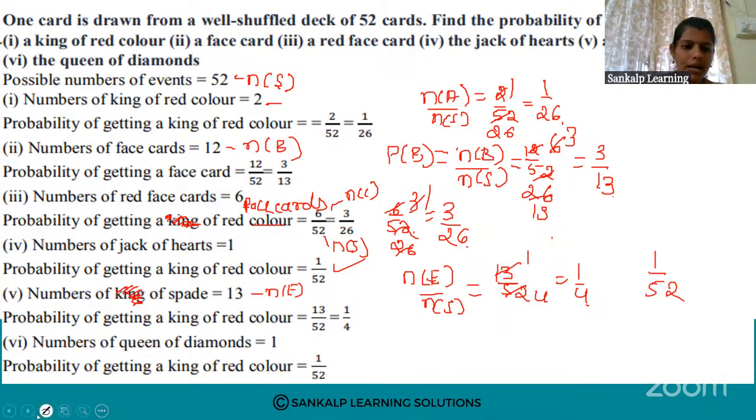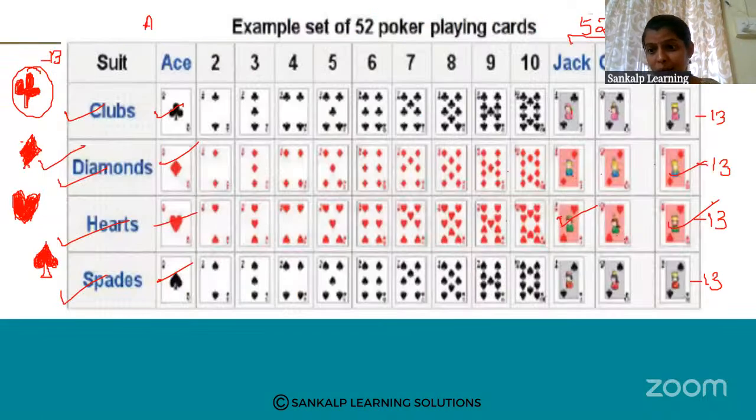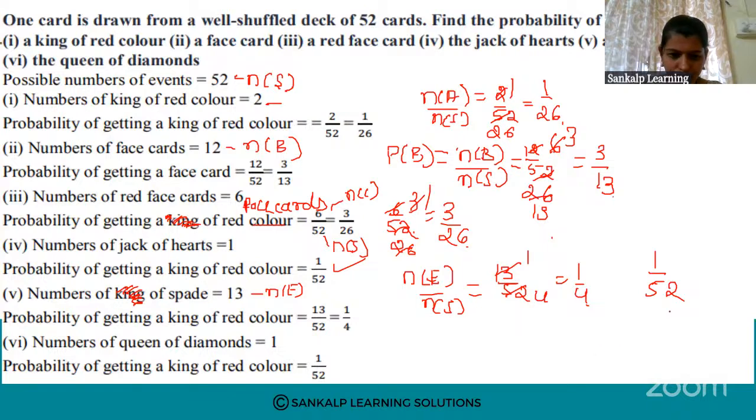Right? Number of queen of diamonds. The queen of diamonds. How many queens are there in the diamond? Only one queen is there. So observe here, in the diamond set, how many queens are there? Only one queen is there. Isn't it? How many queens are there? Only one. So 1 divided by 52 you will get.